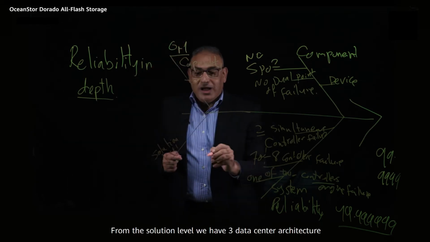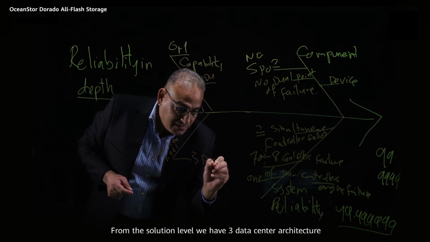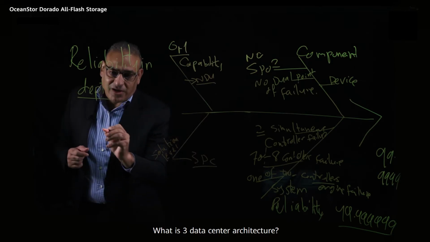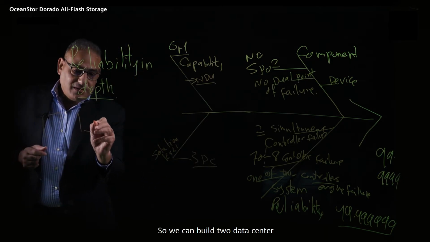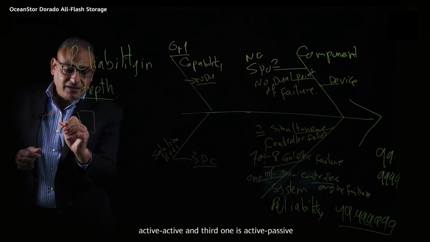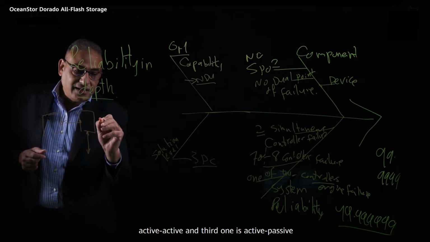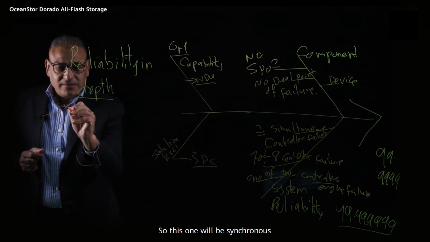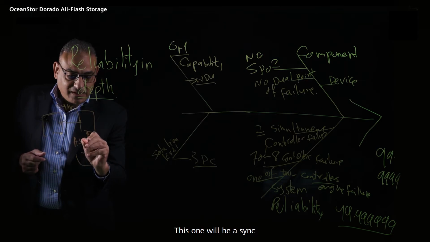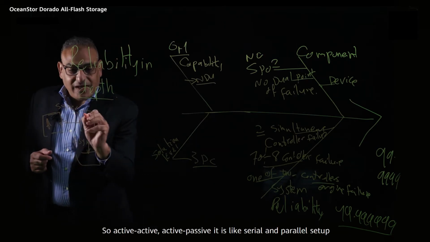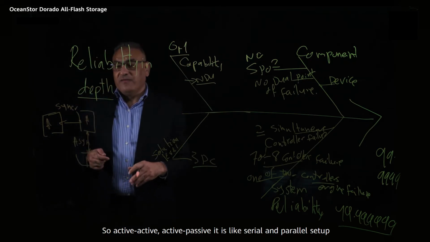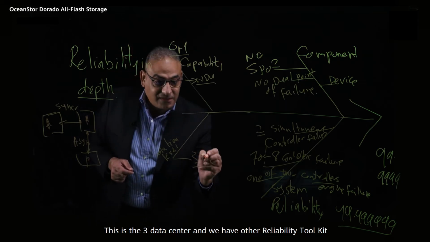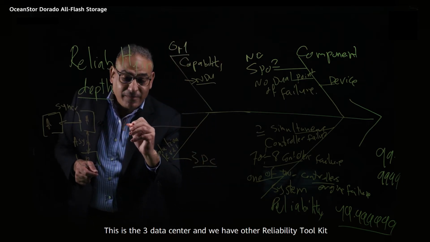From the solution level, we have a 3 data center architecture. What is the 3 data center architecture? We can build 2 data centers active-active, and the third one is active-passive. So this link will be synchronous, and this one will be async. We have a serial and parallel setup. This is the 3 data center architecture.